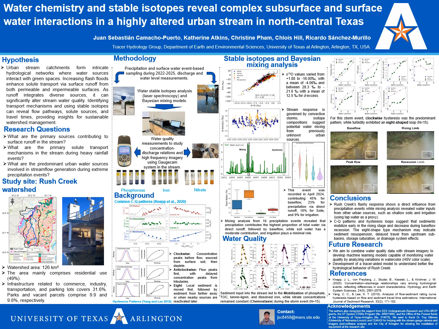Here you can see the plot of all the events. There were 16 events of precipitation that revealed that the main contribution was from precipitation. For the water quality, this was an event in 2025. At the beginning of the year, we identified two types of behavior: mobilization for phosphates, TOC (total organic carbon), tannins, and dissolved iron, and chemostasis for nitrates.